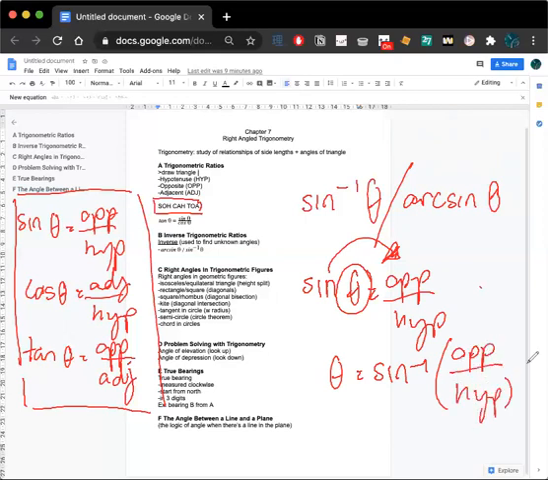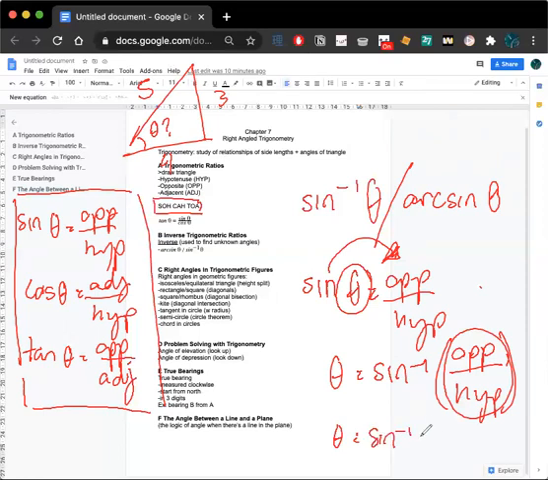For example, you have this triangle, and this is 3, this is 4, and you have this unknown angle. So how you find it is you insert the ratio of the opposite over hypotenuse, and you put in sine -1 of 3 over 5.